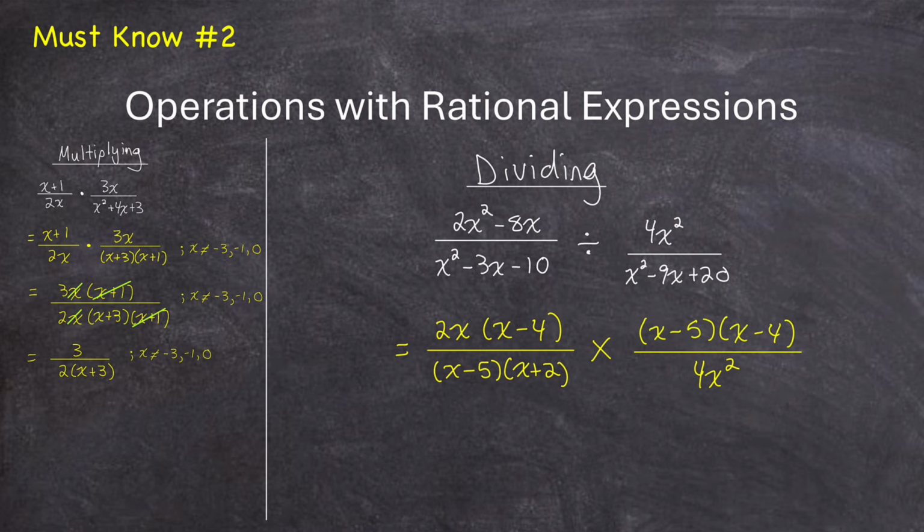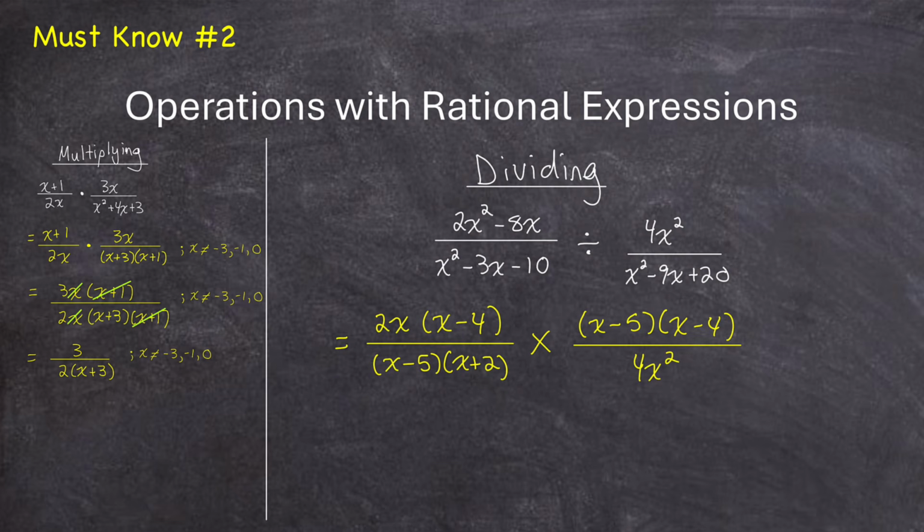And now the next thing I want to do is, before canceling any factors, I want to state the restrictions on the variable. So let me make a bit of room so I can write those restrictions. The restrictions are any value of x that would make the original expression undefined. Well, the original expression would be undefined if either of the rational expressions were undefined, and that would happen if either of the denominators were 0.